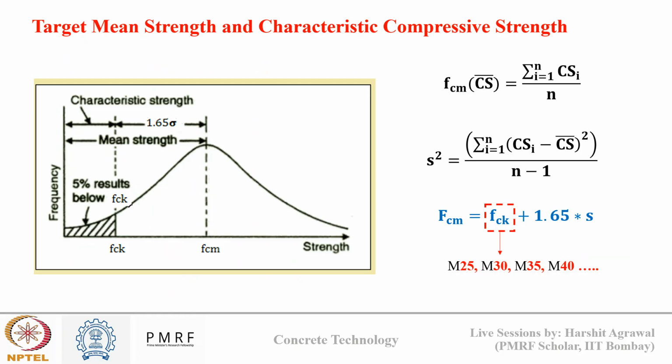We aim for characteristic compressive strength, like when we represent concrete grade M25, M30, M35. These 25, 30, 35 are the characteristic compressive strength that we want from our concrete batch. However, we design for target mean strength. When we do the mixture proportioning, we do it according to target mean strength, but we aim to achieve the characteristic compressive strength.